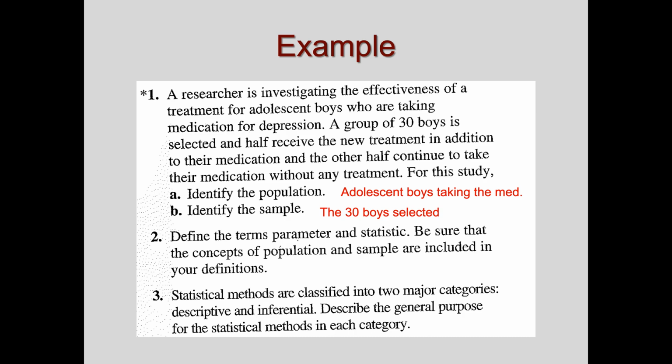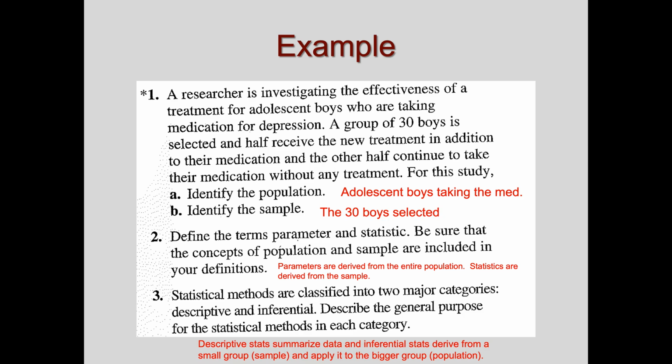Number 2. Define the terms parameter and statistic. Be sure that your definitions of population and sample are included in your definitions. When you write that out, you should get parameters are derived from the entire population. Statistics are derived from the sample. Okay? And last, number 3, statistical methods are classified into 2 major categories, descriptive and inferential. Describe the general purpose for the statistical methods in each category. Descriptive stats summarize data, and inferential stats derive from a small group and apply the conclusion to a bigger group.